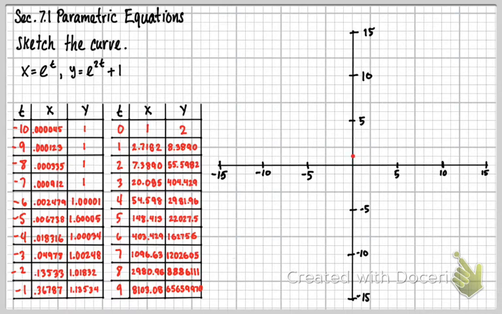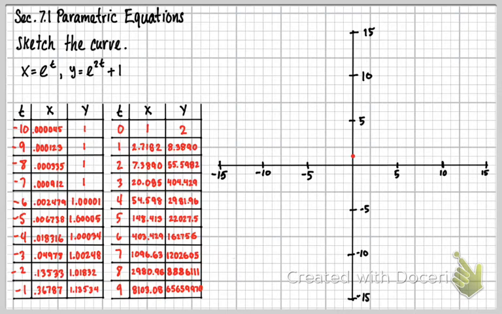So with that 1 over e scenario that we had earlier, e to the 10 on the bottom there, if I put more negative values in, this is just going to get closer and closer to 0. So that's why we see that x just going to 0. So anyways, let's graph the rest of these points, at least what we can.